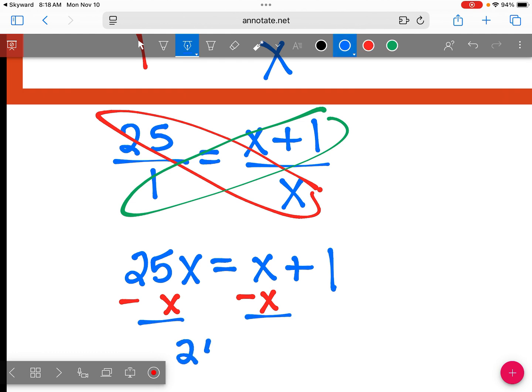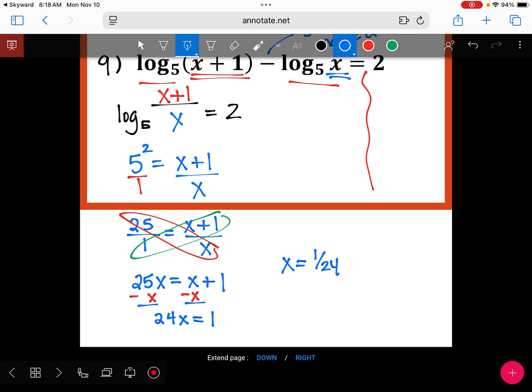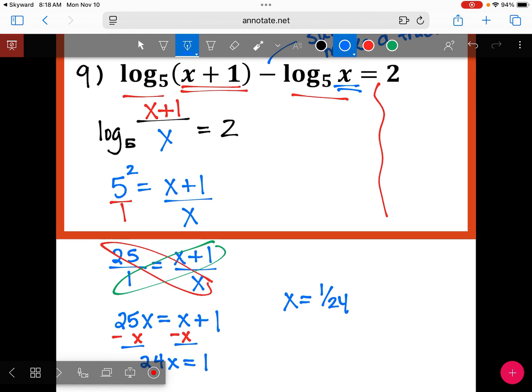So that means I have 24x equals 1. So x is going to equal 1 over 24. So can we use 1 over 24? So 1 over 24 is a positive number, right? So if I put it here, is this going to stay positive? Is 1 over 24 plus 1 positive? Yeah. And then we already know it's positive here. So this is okay. We can use it. That is my answer.